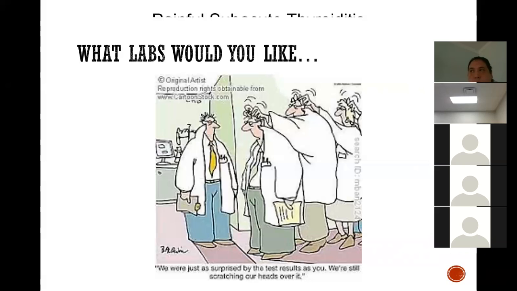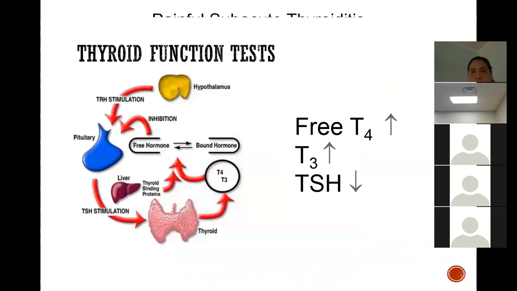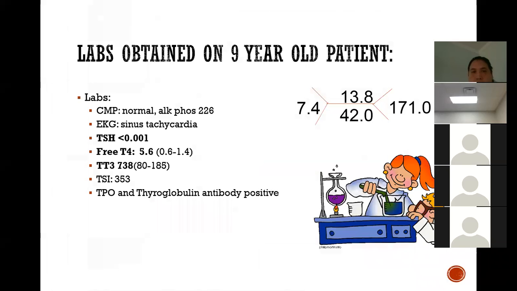Very good. So in this case, the ED got a couple things, and it did show a TSH that was very suppressed, very high total T3, and a very high free T4. So these are kind of the labs that came back. They did get a CMP as well. Because of her tachycardia, someone ordered an EKG and they found it was sinus tachycardia.